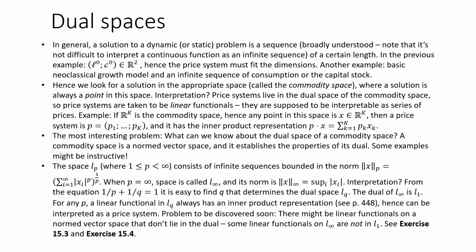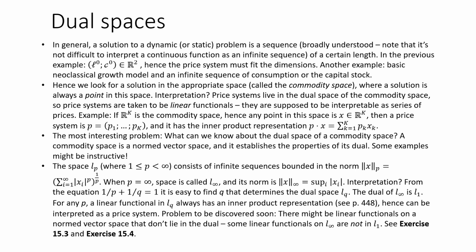Okay. The following equation is very helpful: 1/p + 1/q = 1 is an equation by which we can calculate q for any p, and q determines the dual space. So for any finite or infinite p, we can find LQ, which is going to be the dual space of the commodity space. So if we work with LP as the commodity space, its dual space is going to be LQ. The dual of L infinite is L1.